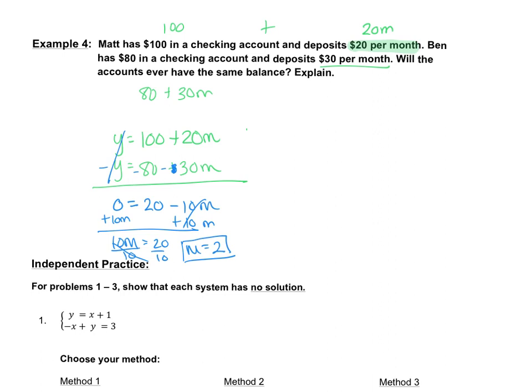And if you wanted to know what the balance will be, the total cost, you plug the 2 into one of the original equations. So y, the total in the account, will be equal to 100 plus 20 times 2. So y equals 140.